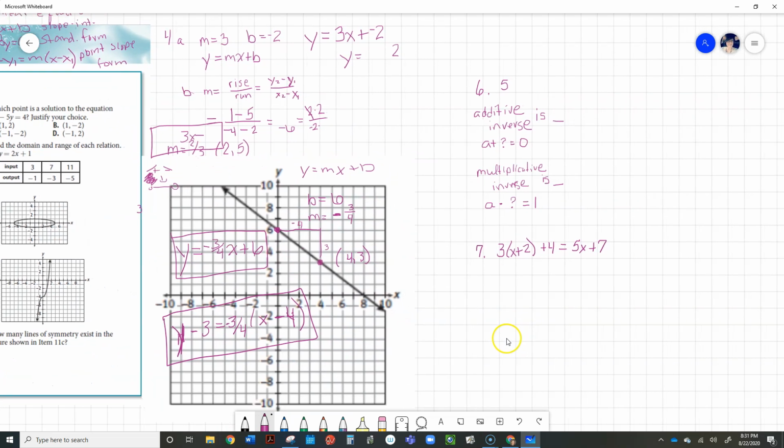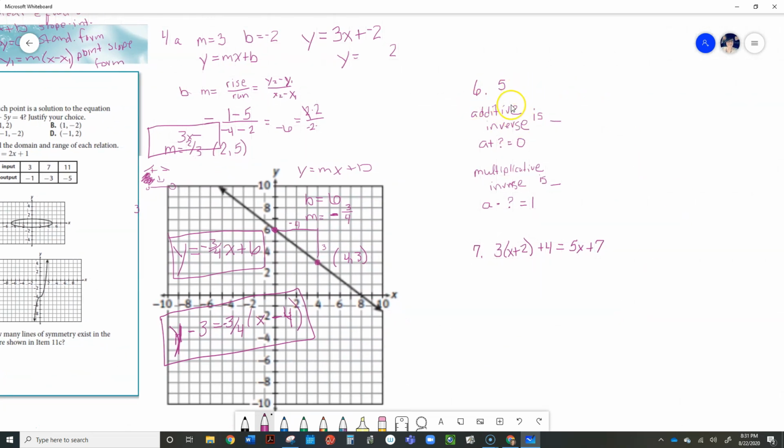Okay, number 6 wants to know, do you remember additive inverse and multiplicative inverse? As a reminder, additive inverse means if I start with a number, what do I have to add to that number to get to 0? Most people think you have to add the opposite of that. So if my number is 5, my additive inverse is negative 5. Because 5 and negative 5 are opposites of each other. They're going to add together to be 0.